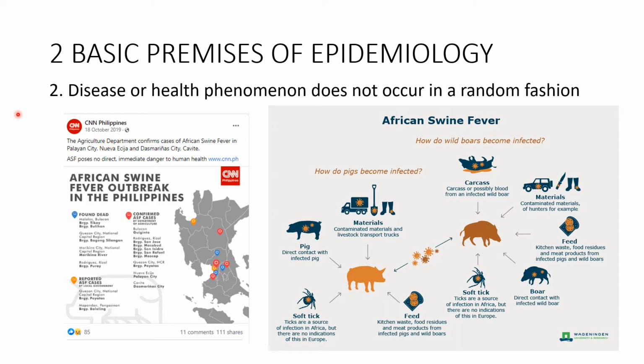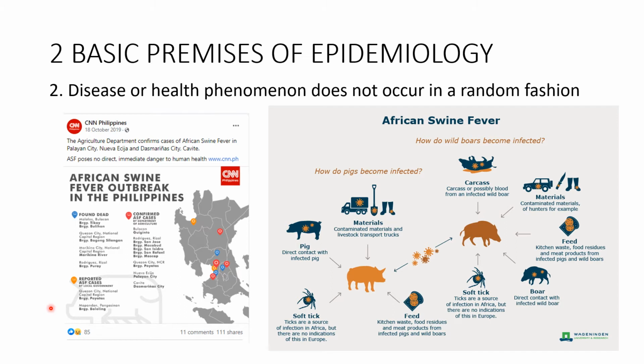Now, the second premise, working on what we have discussed in the first premise, is that disease or health phenomenon or production phenomenon with regards to VetMed does not occur in random fashion. So remember your epidemiologic triad. Every time there is an infectious disease or any disease that is spreading, animal or human disease, remember your epidemiologic triad.